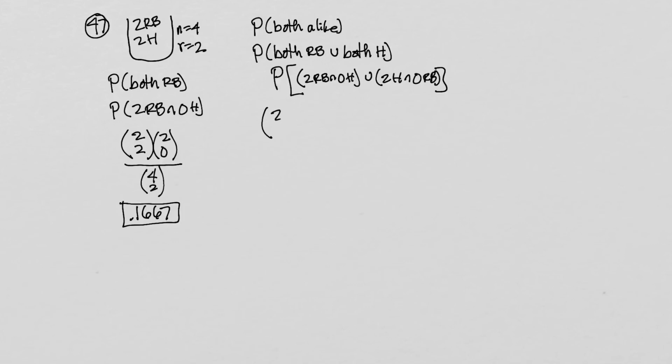So let's count. There are 2 roast beefs from which to choose. We want both of those. There's 2 hams. We don't want any of those. Or, now there's 2 hams. We want both of those. And there's 2 roast beefs. We don't want any of those. And then our denominator, once again, is out of 4 sandwiches, choose 2. So this one just turns out to be, actually, do you see it? It's just going to be double this one right here, which turns out to be 1/3, or we can just write 0.3333.